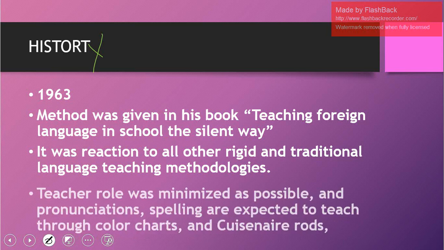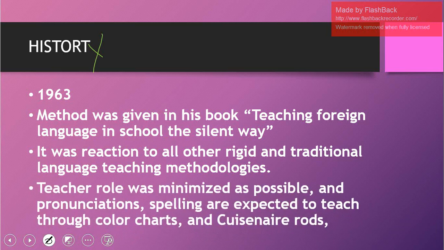So it is clear. Next, the teacher's role was minimized as much as possible, because the teacher is not going to speak too much, or even would remain silent as much as possible. Now the question arises, how are pronunciation and spelling expected to be taught? They were expected to be taught through color charts and Cuisenaire rods. I'm going to explain them further in the upcoming slides. What are these and how can you teach pronunciation and spelling by staying quiet, by staying silent?